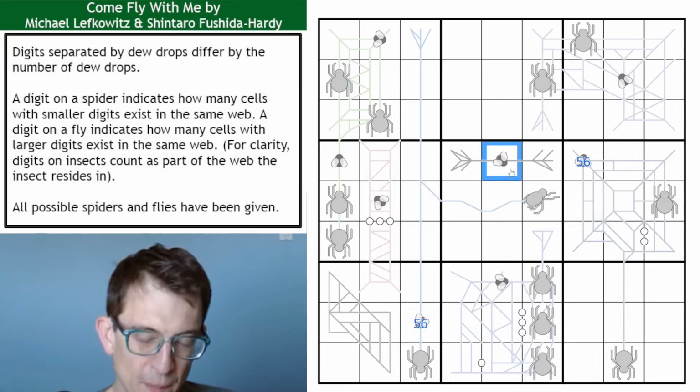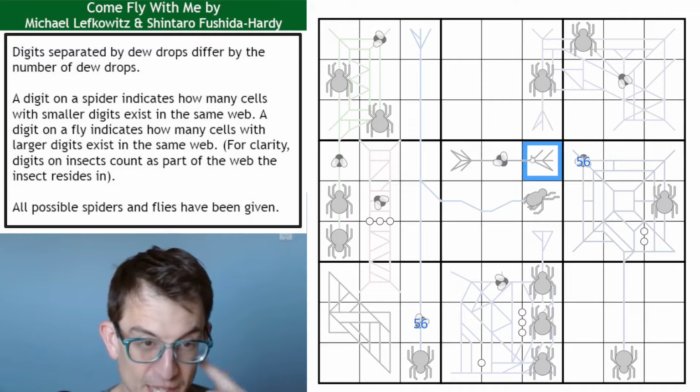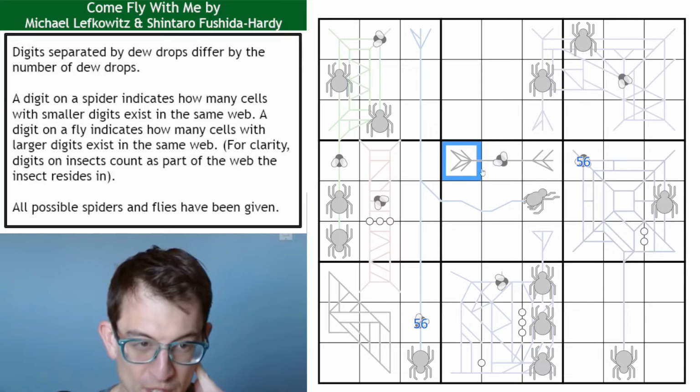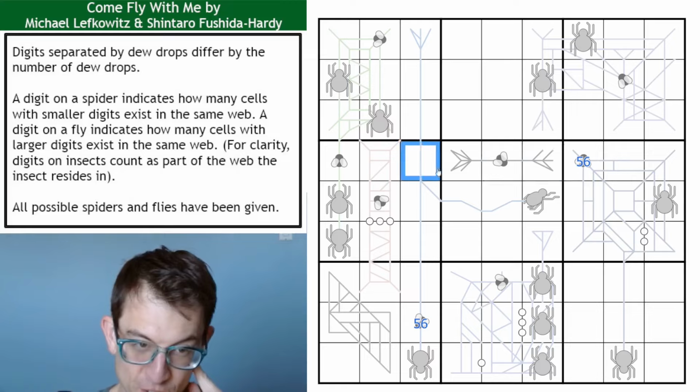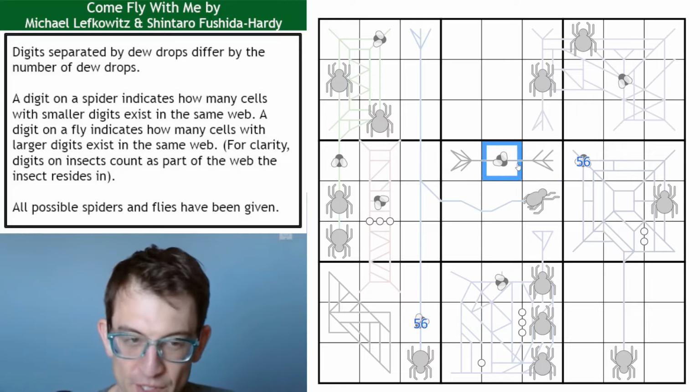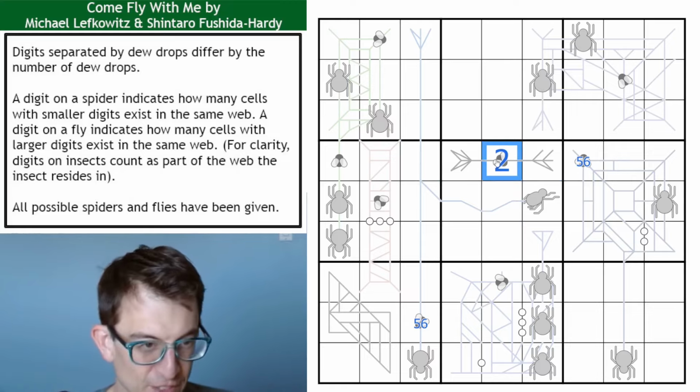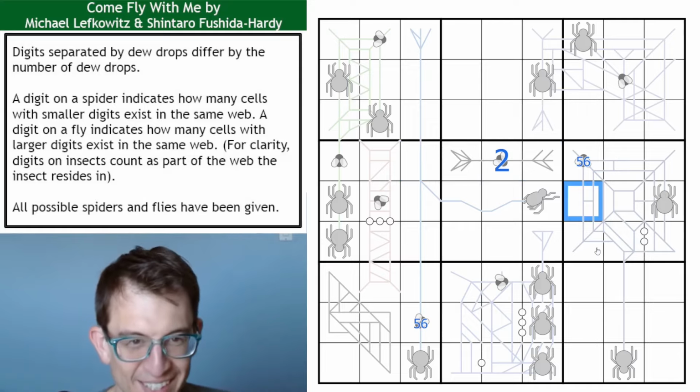2 works, because all that would mean is there's no 1 on here. I'd have 2 digits more than 2, and that would work. 3 doesn't work because there's only 2 digits I can possibly count. So this is a 2. Okay, our first digit is actually this fly on this little tiny web.